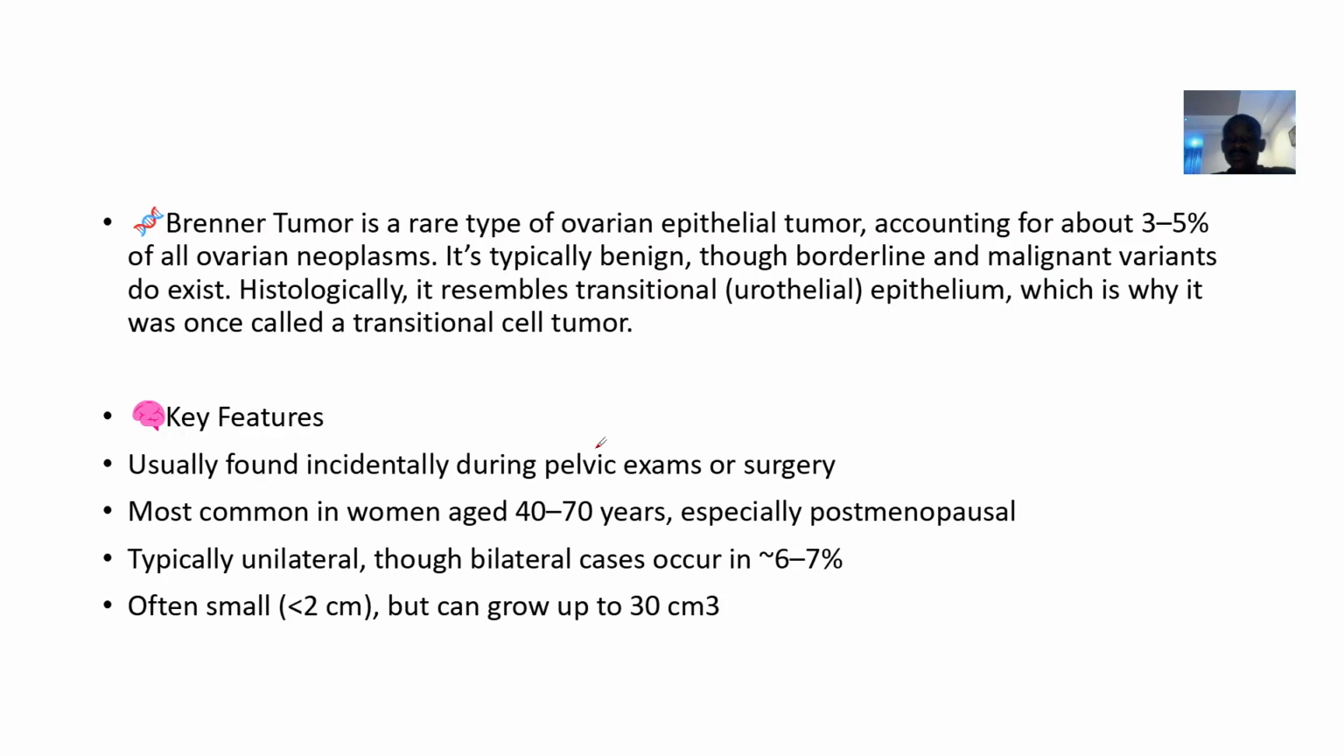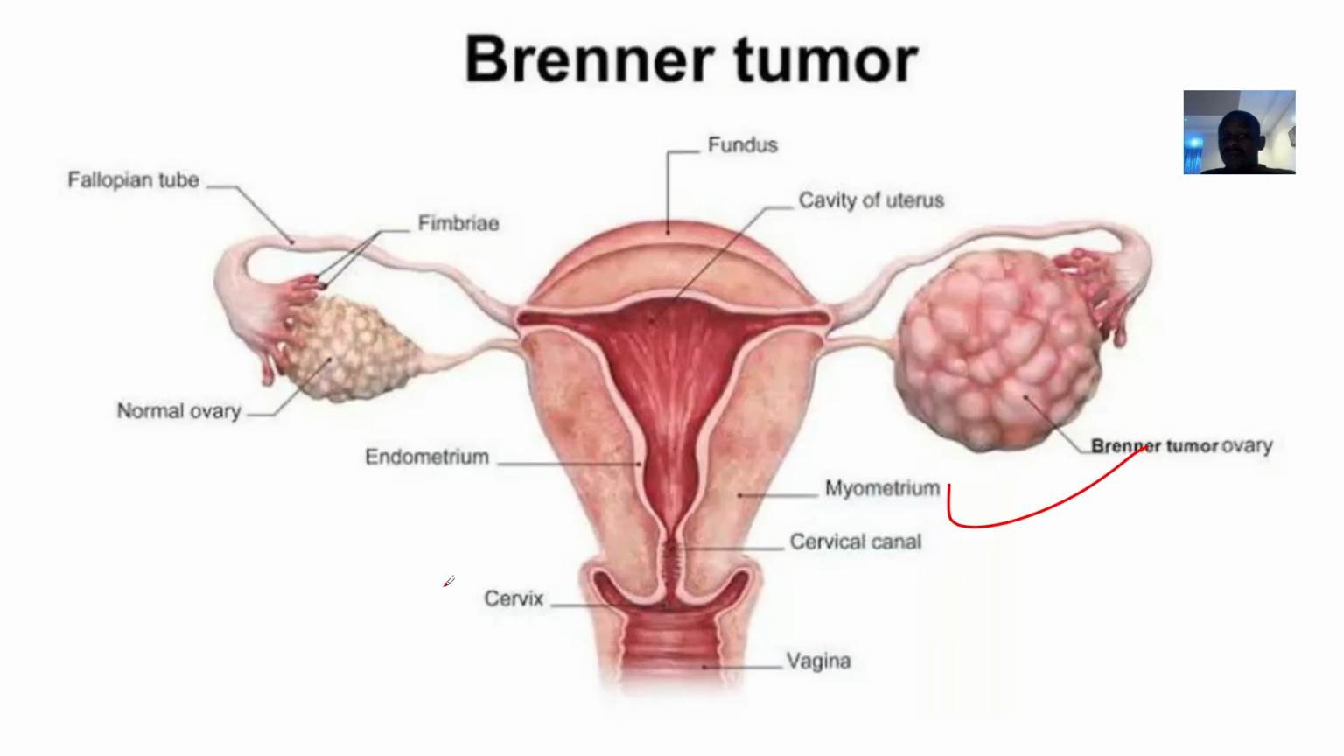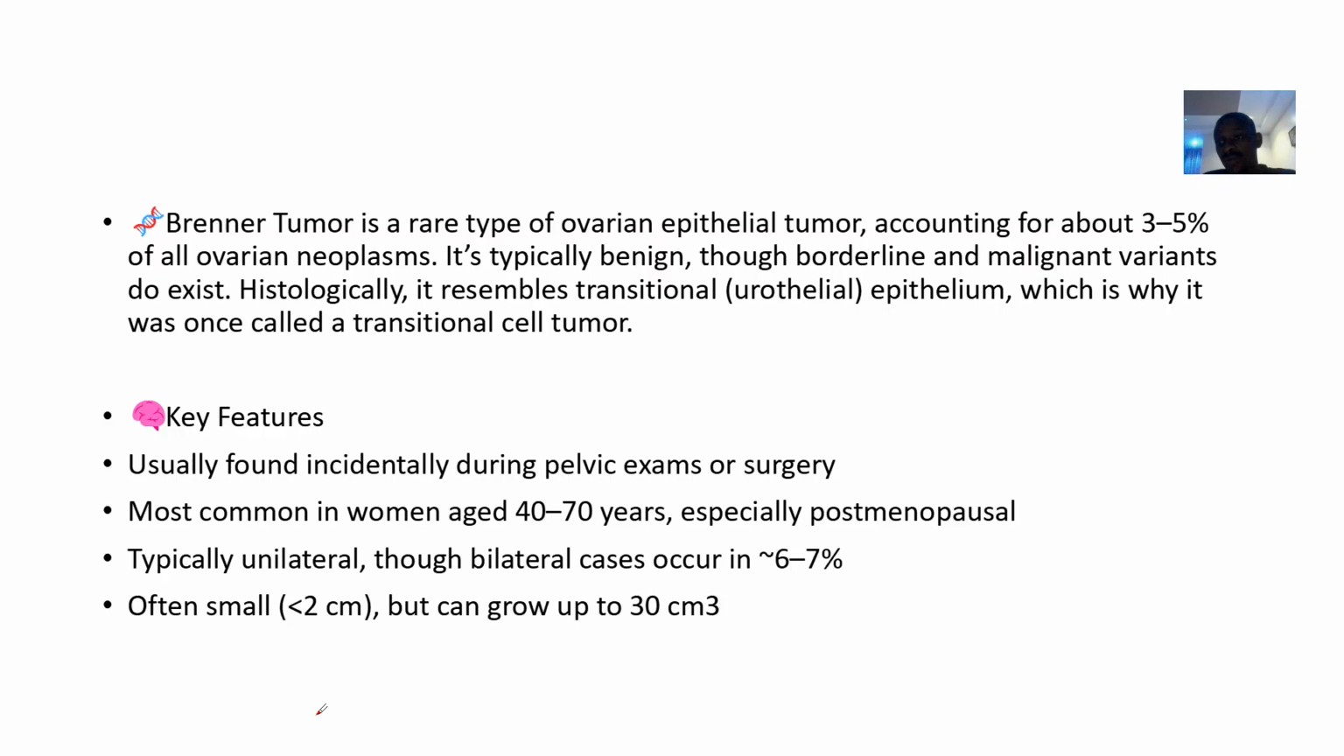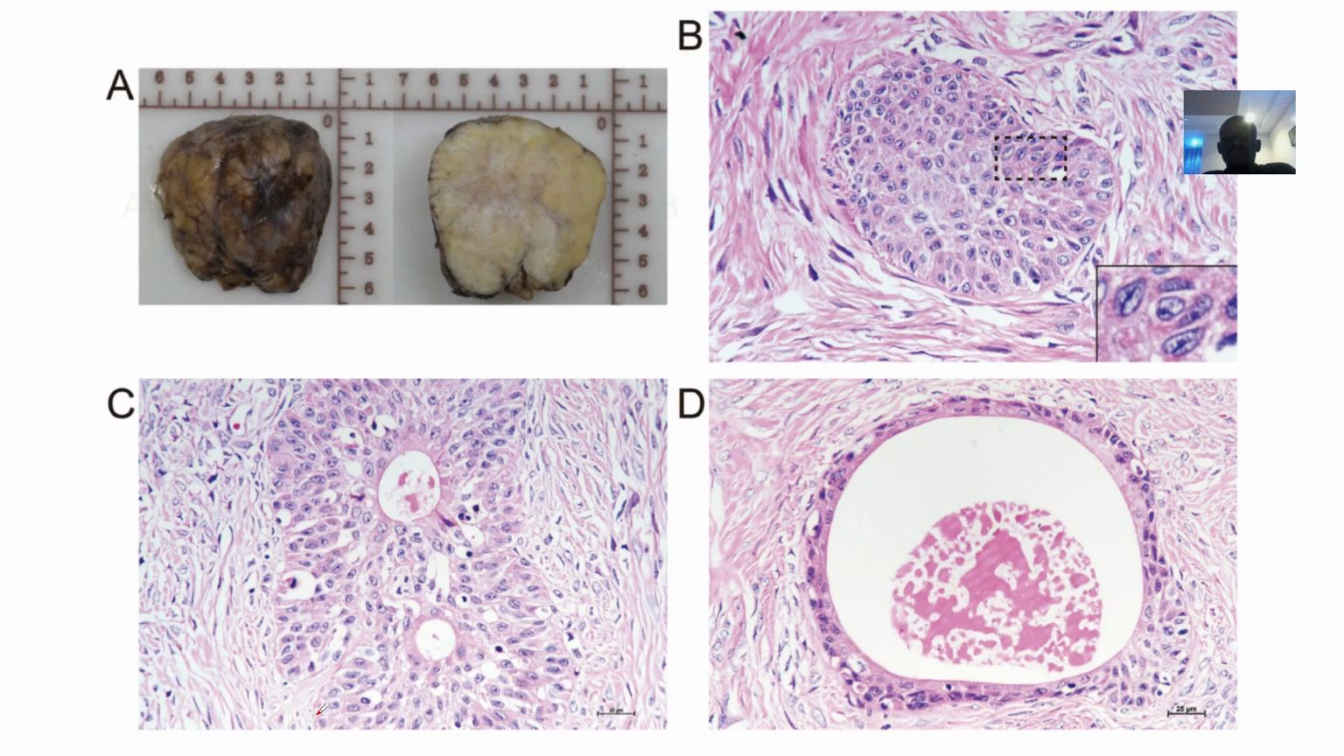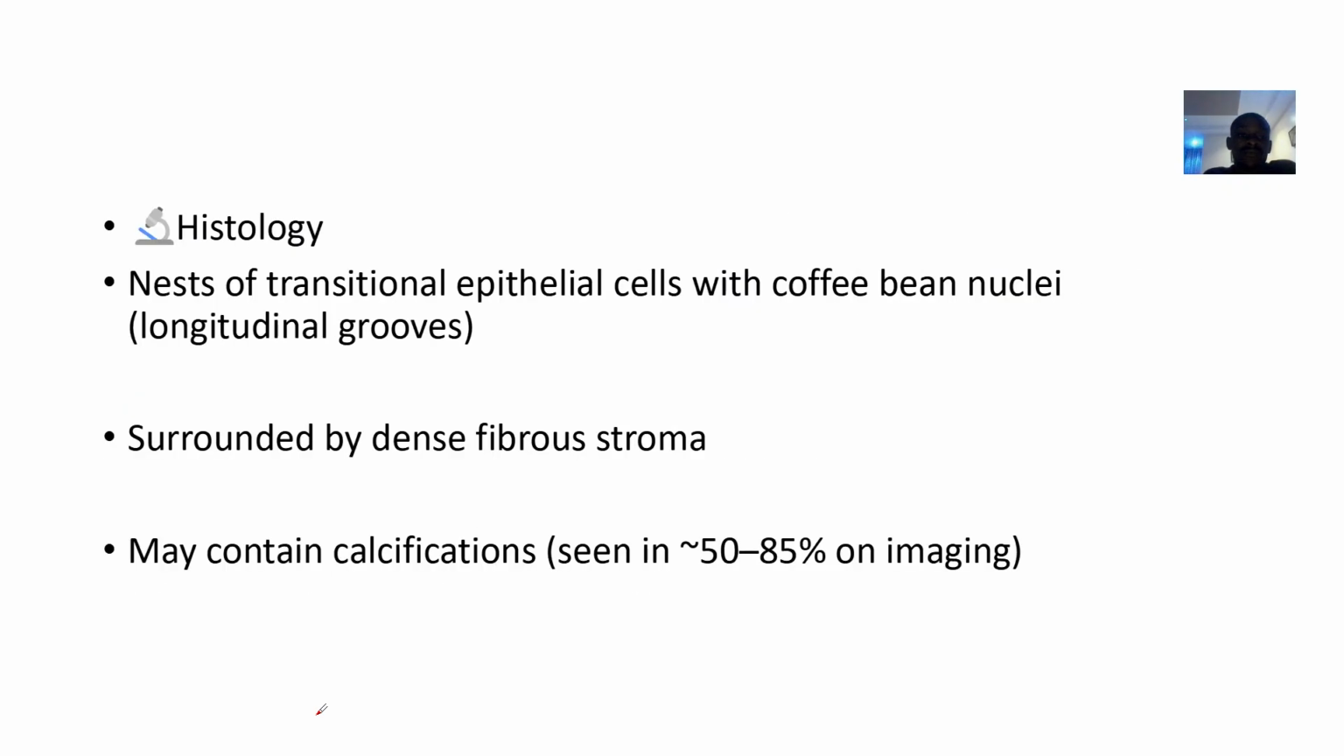Okay. So key features: they are found incidentally. Most of the time, because they are benign, they won't really be causing issues for the woman to report it. So it's when you are just trying to examine the woman, you might come across it. You understand? It's most common in women that are 40 to 70 years. It's usually on one side, usually unilateral. Then it's often small, with a size less than 2 centimeters, but can grow up to 30 centimeters.